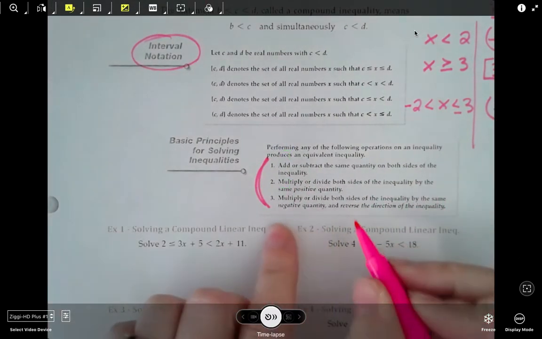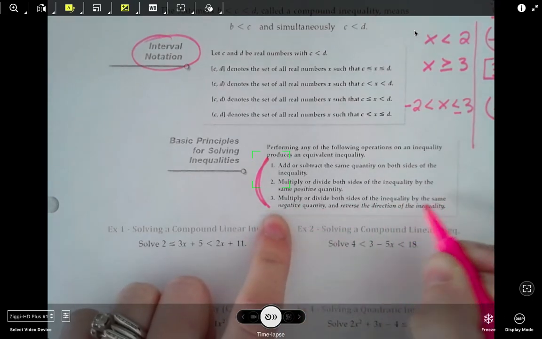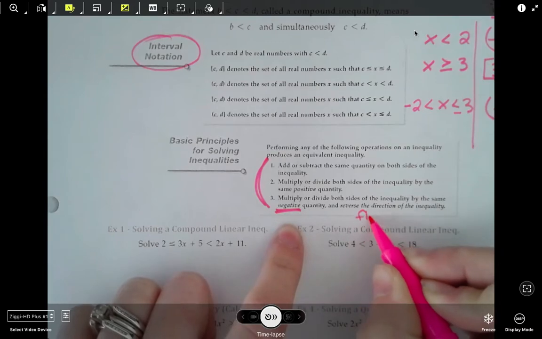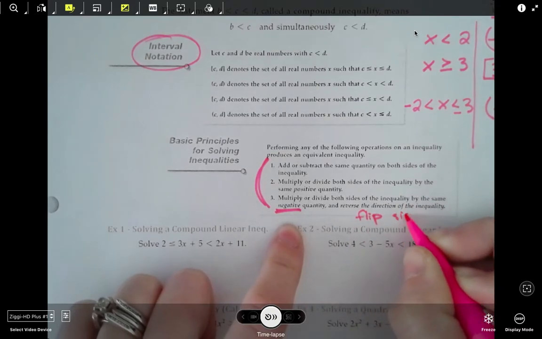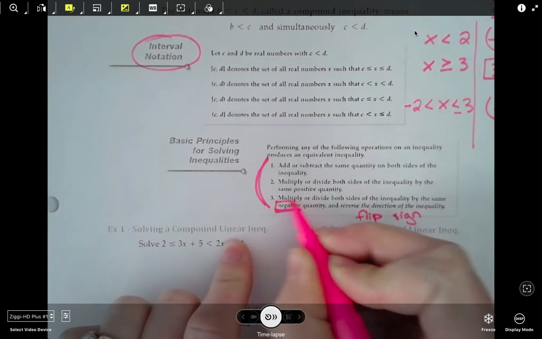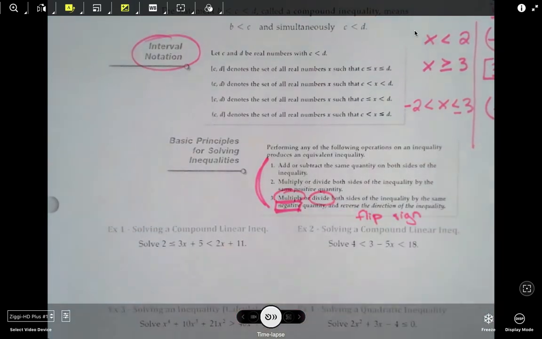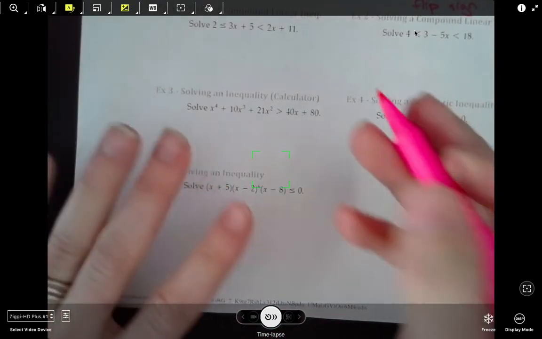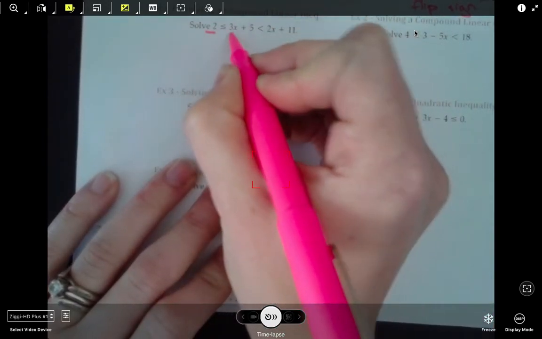Now, the only deal is when you multiply or divide the inequality by a negative, you are flipping the sign, or reversing the direction of the inequality. You flip the sign when you multiply or divide by a negative. Okay? Multiply or divide by a negative, you flip the sign. Does that ring a bell? You remember doing that? Flip the sign? Okay. So let's solve this guy. Down here, now, I have 3 pieces basically going on at the same time here. This one, this one, this one.